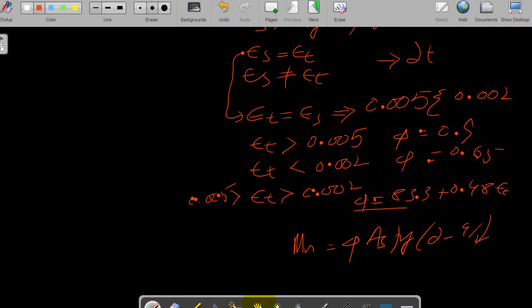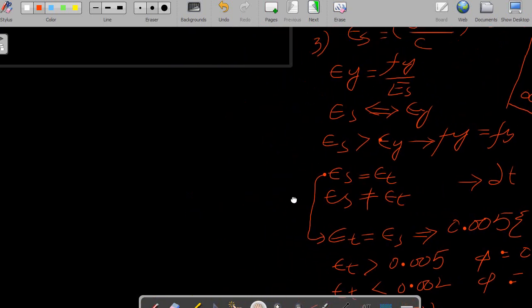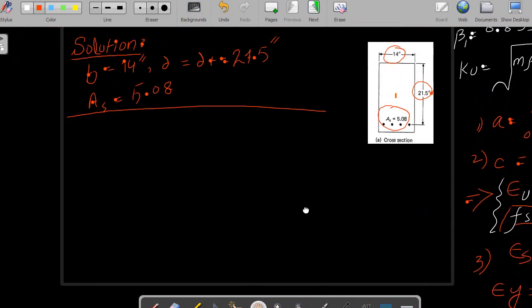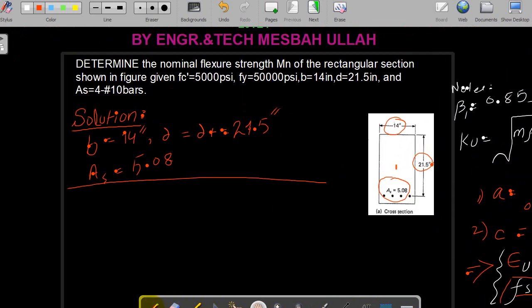So let's see how we will solve this example by this approach. Here you can see the data, which I have already written down here. Note that the f'c value is 5000 psi and the fy value is 50,000 psi. It is important to understand that we first have to calculate the value of beta 1, right?